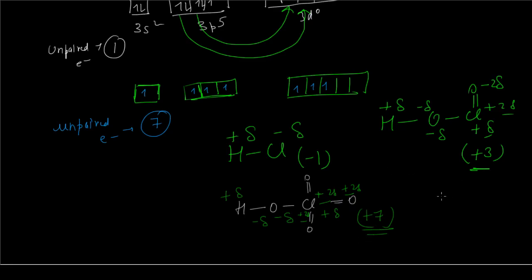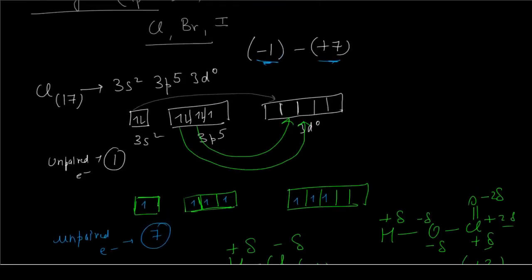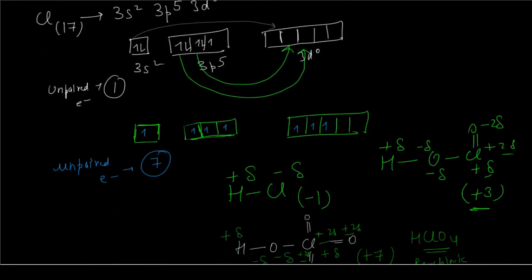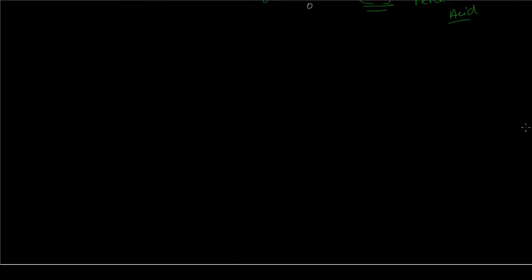Clear? And what is the formula? You know the formula for this? It is HClO4, perchloric acid. And it is one of the strongest acids, perchloric acid. Clear? So this is the explanation of the oxidation number of halogens in various compounds. Clear? So that's with your halogens, chlorine, bromine and iodine.